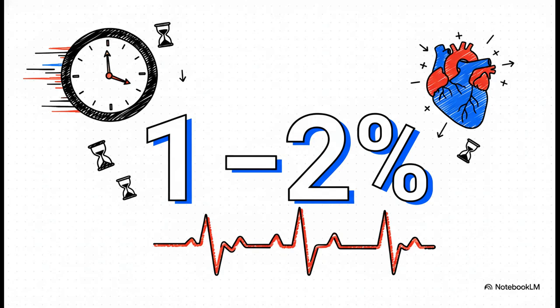See this number? 1 to 2%? That's the increase in mortality per hour for an untreated ascending aortic dissection. The clock is literally ticking from the second the symptoms start.